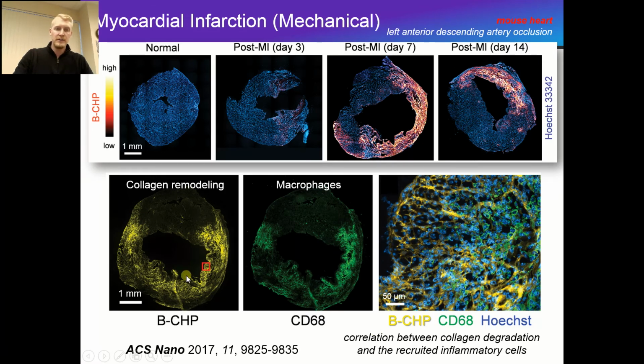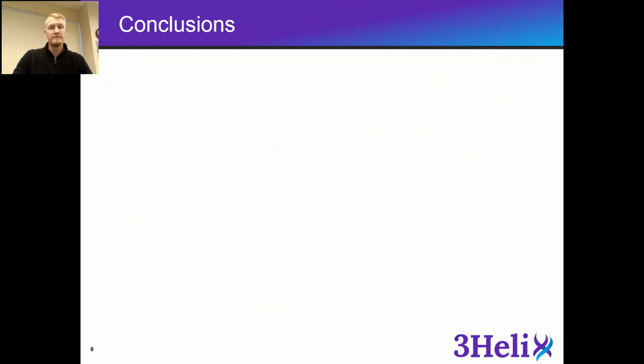And when you take a close-up of this region here, with the CHP stained in yellow and the CD68 stained in green, you start to see an overlap where there's high levels of CD68 macrophages. There's also high levels of biotin CHP binding, indicating that it does follow where the damage is happening.